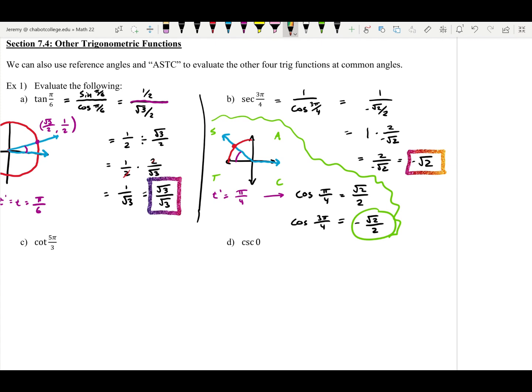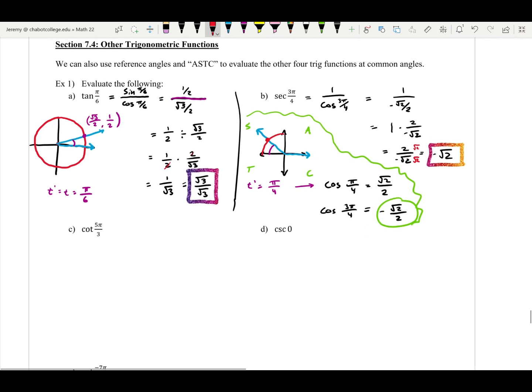The step in between there, to rationalize the denominator, is to just multiply top and bottom by root 2. So you get 2 root 2 over negative 2. The 2's cancel, and we're just left with negative root 2. So this is an effective way to evaluate the trig function, really using the process we already know from the previous section.